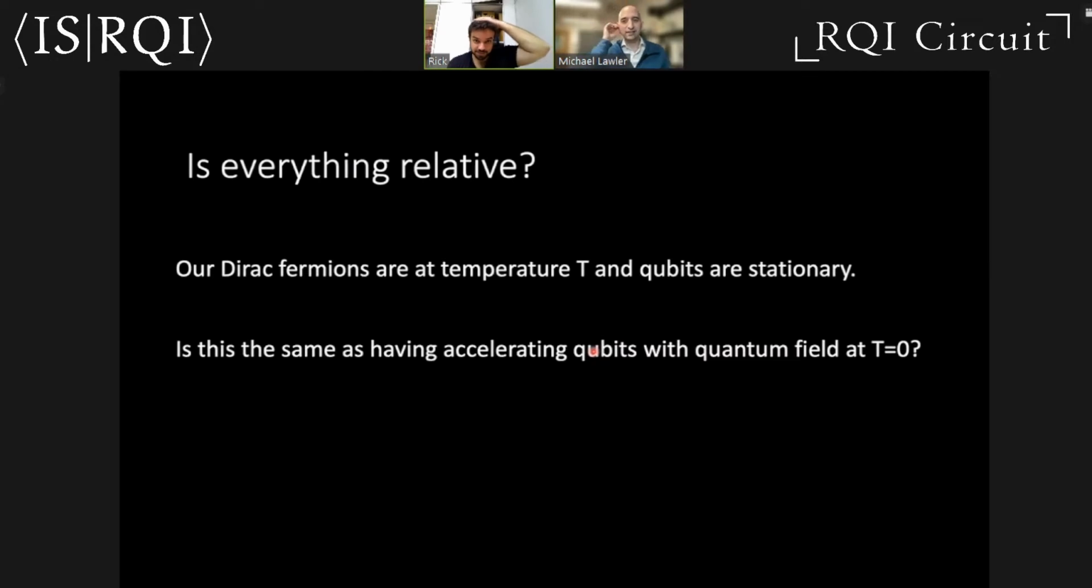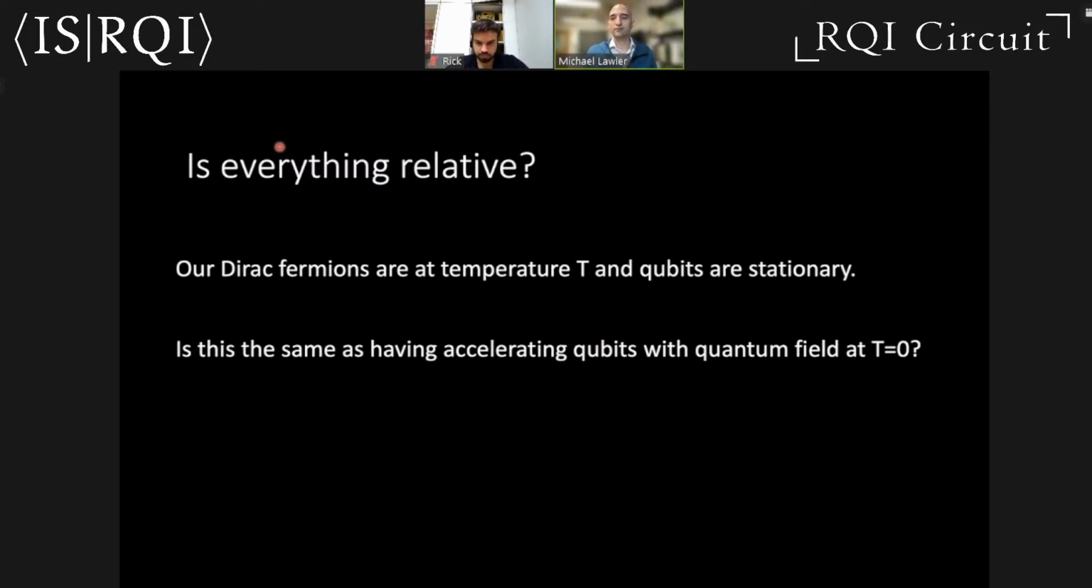And I guess lastly, I could just end with a comment, or am I out of time? Okay, right. I just wanted to mention at the end that everything is relative, and in our system, the qubits are stationary in the Dirac fermions that are at finite temperature T. And I wonder, if everything's relative, can we learn from the opposite case where the Dirac fermions are at zero temperature, but the qubits accelerate? Can that problem, which is extensively studied here in the RQI circuit, give us information to help figure out how to make these qubits nice qubits that don't talk to their environment?